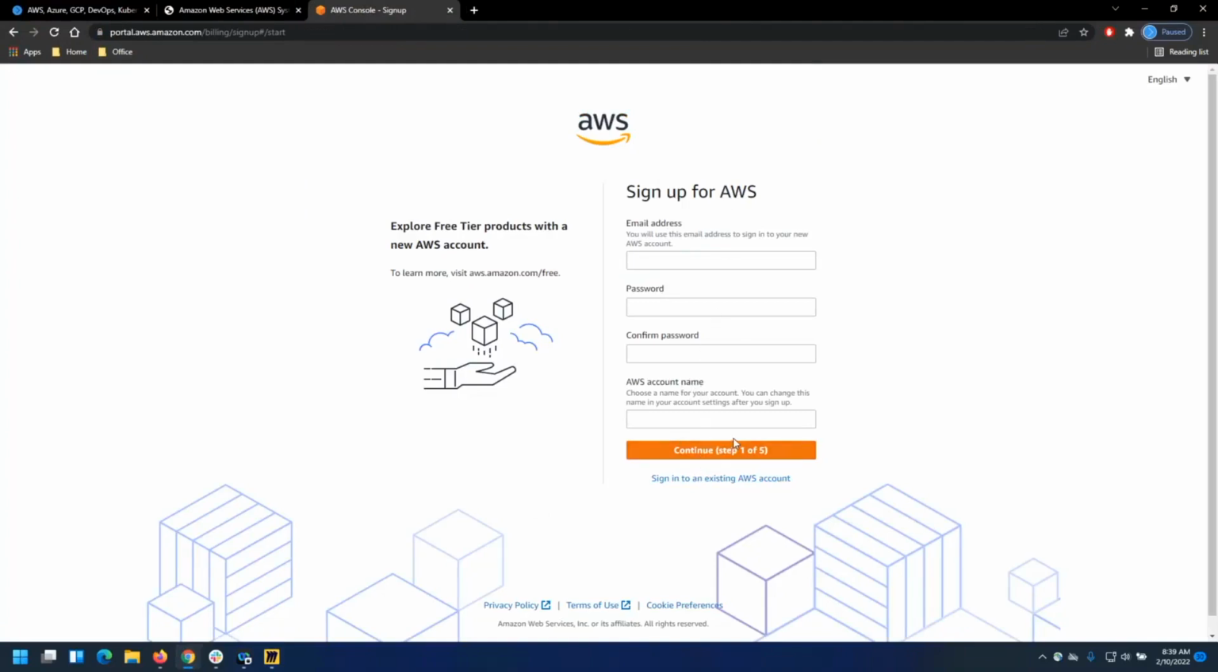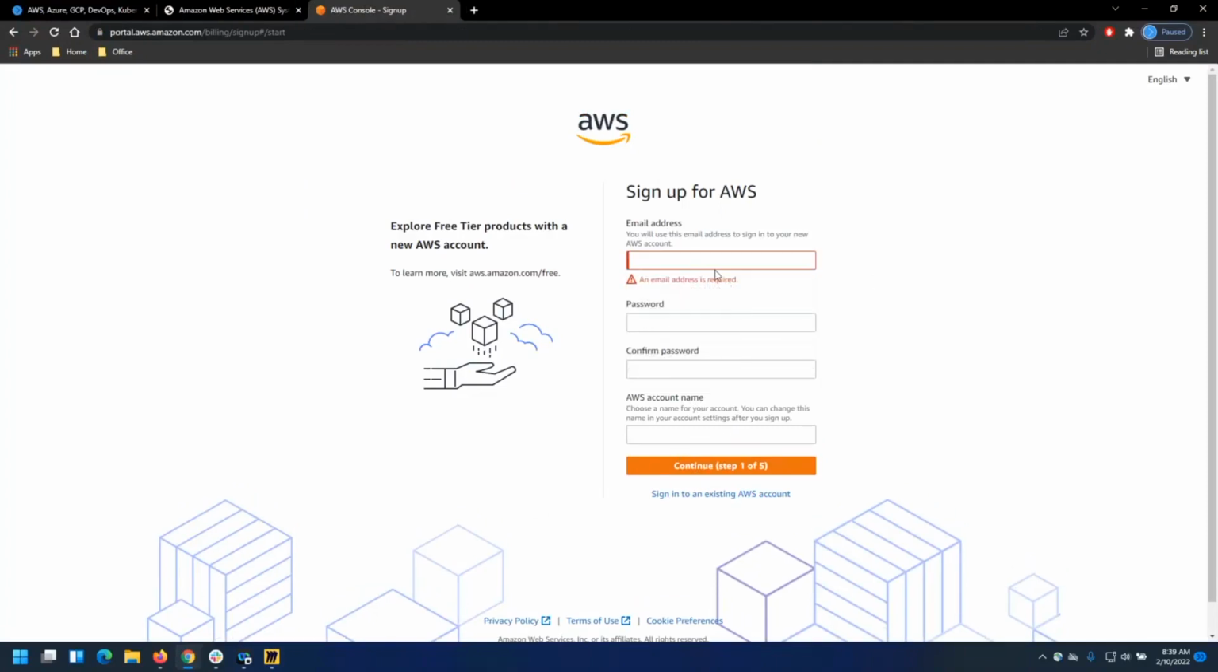Once that is done, it will ask you to set up your account. I don't have any new email ID to set up with because all my email IDs are already exhausted, so I would need to create a new email ID and then a new account. But you guys can try this. Once you sign up to the AWS portal, you will get a free trial or free account where some of the resources are free for 1 year.